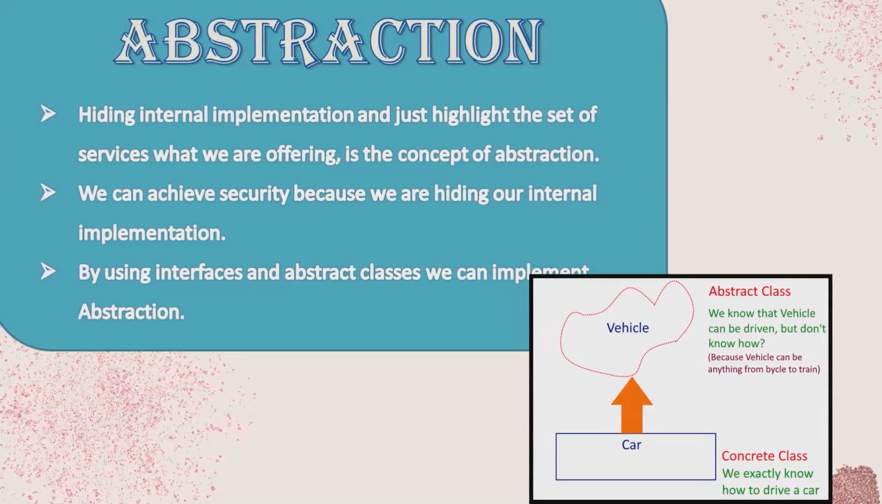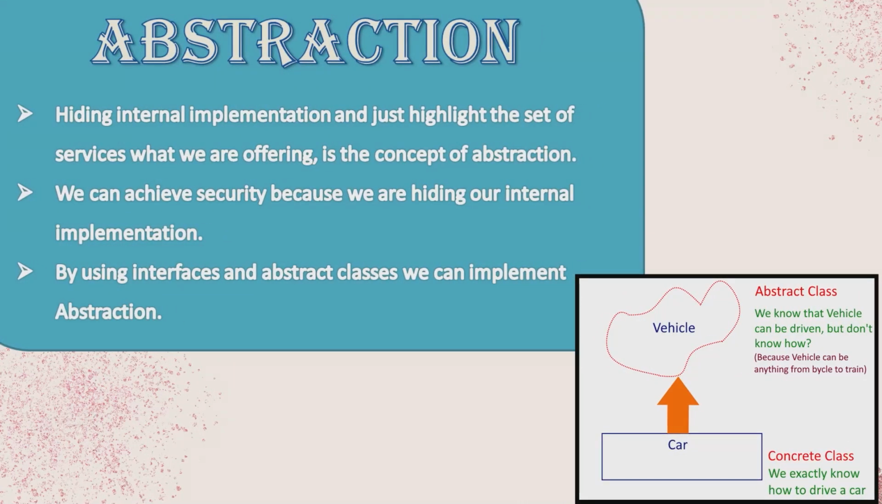And coming to the last topic, abstraction. Abstraction is hiding your internal implementation and just highlighting the set of values given for it. Here I will have the abstract class and the concrete class. For the abstract class, if it is a vehicle, it can be driven but you don't know how to drive it. But for a car, we exactly know how to drive it, that is concrete. If you know it very precisely, then it is concrete. When you don't know, and you hide it by something, that is abstraction.